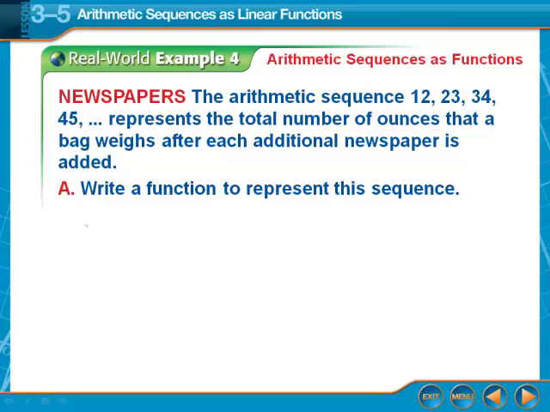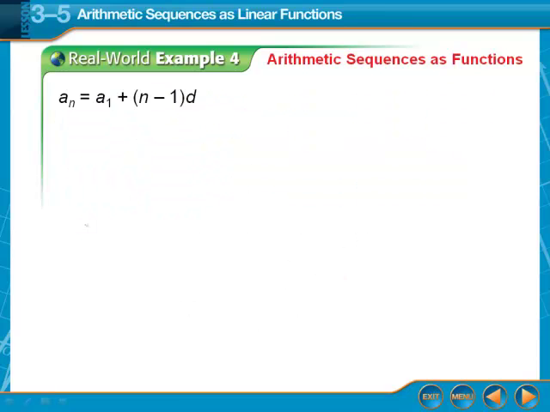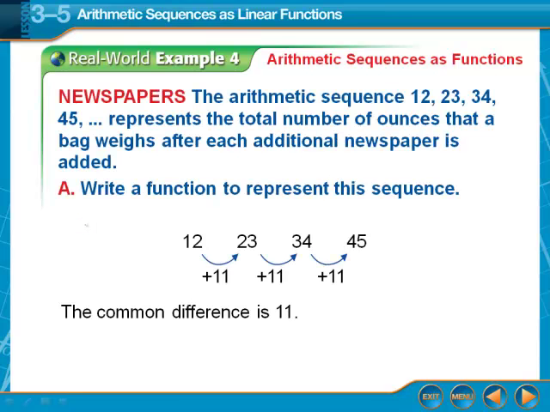Quick real life example. We have an arithmetic sequence: 12, 23, 34, 45 represents the total number of ounces of bag weights after each paper is added. Okay, quick example, baseline example. We first need to find the common difference, positive 11. We put it into the formula, whether we use this one or we go back a step and we set a table up. Maybe we can set the table going this way this time. This is the x, this is the y. 2, 3, 4, increasing by 11, increasing by 1s.